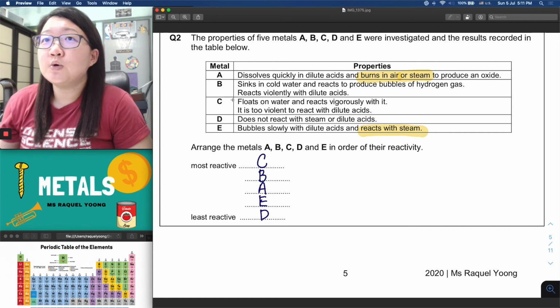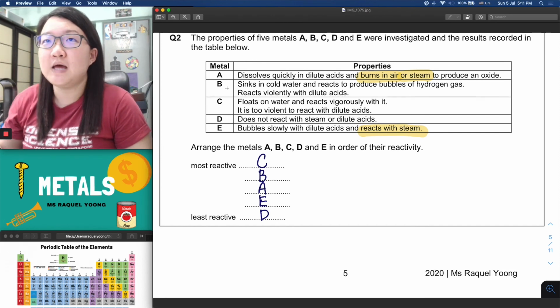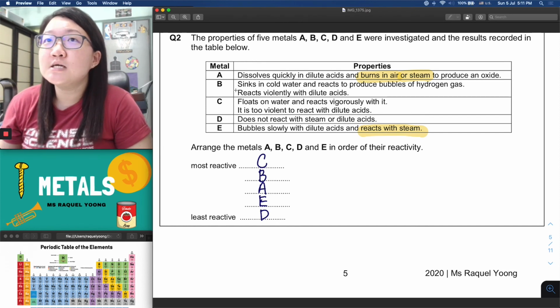Then next, I would want to look for metals that can also react with water, but maybe less readily than metal C. Okay, so in which case will be metal B. It sinks in cold water and reacts, it still reacts, right? Though not vigorously, alright, to produce your bubbles of hydrogen gas. And then when you put it into dilute acid, it's able to react violently. Okay, so this indicates to me that B is still indeed quite a reactive metal. So next one is B.